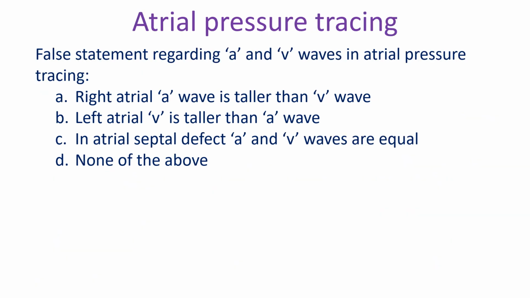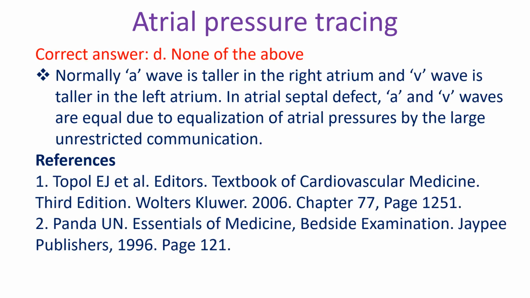False statement regarding A and V waves in atrial pressure tracing. A. Right atrial A wave is taller than V wave. B. Left atrial V wave is taller than A wave. C. In atrial septal defect, A and V waves are equal. D. None of the above. Correct answer D. None of the above.